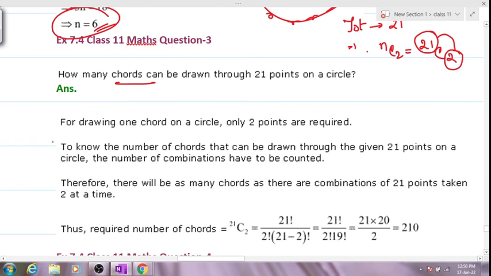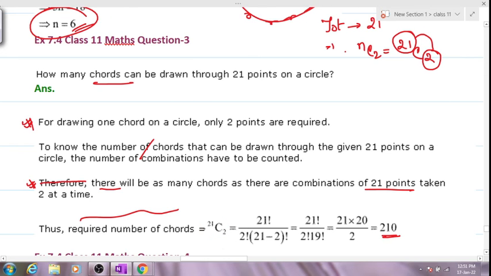Yes or no? Please write this line: there will be as many chords as the combination of 21 points taken 2 at a time. Then you go on to calculate the value. You'll be getting it as 210. Is it clear?